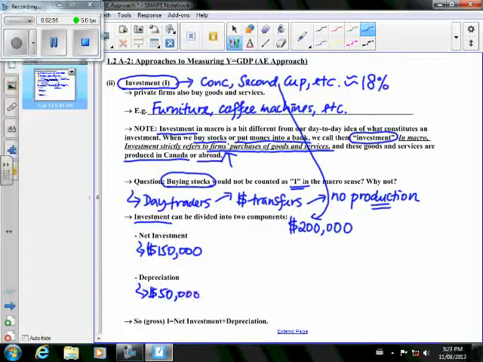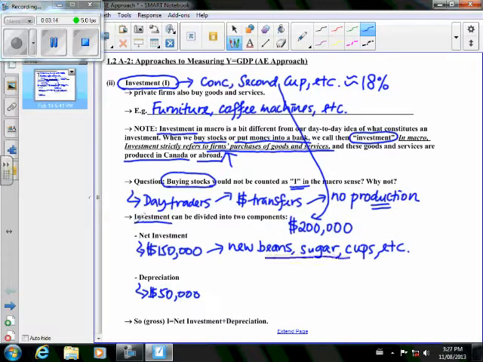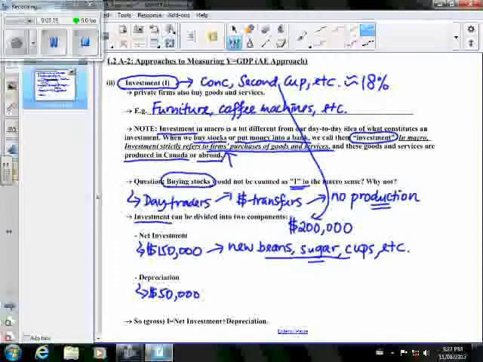Net investment, the 150, refers to Second Cup buying new coffee beans, sugar, cups, furniture, and so on. Second Cup needs to buy these inputs before Second Cup has coffee to sell.